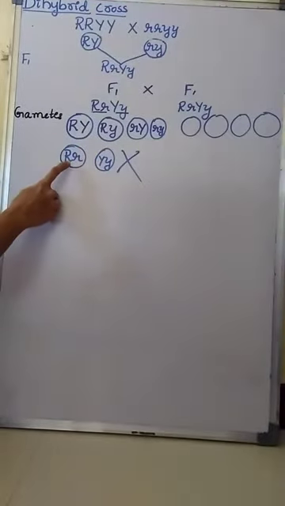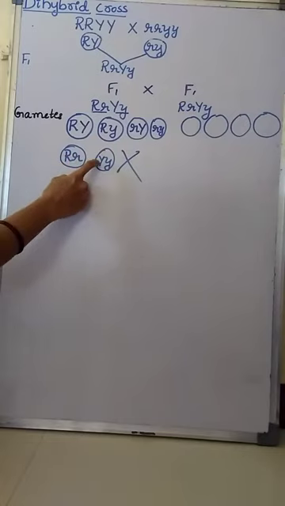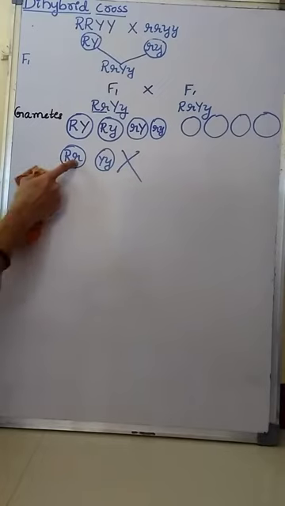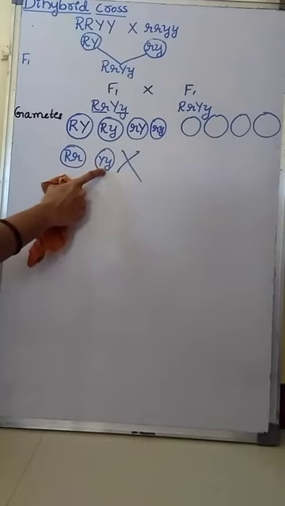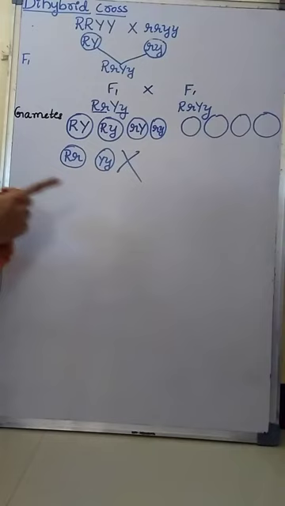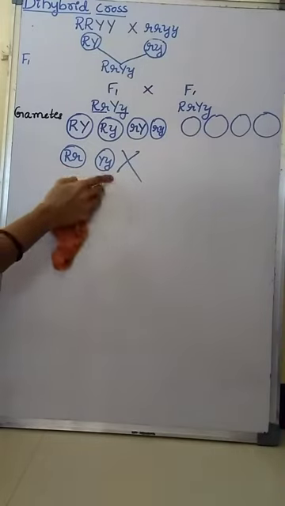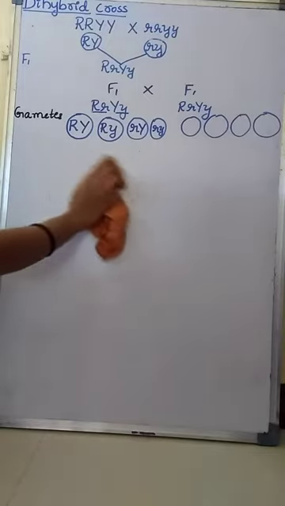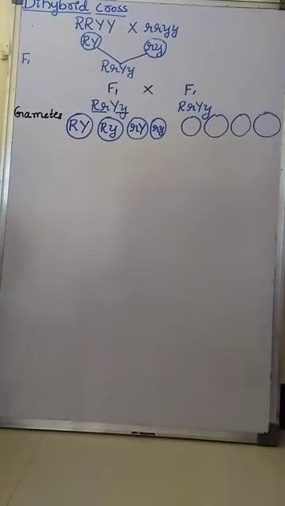Don't write capital R, capital Y, small y together. Because capital R and small r both represent one character, that is the shape of the seed. Capital Y and small y both represent one character, that is the color of the seed. Hence, they will not form a gamete together. This is wrong. With respect to one character, only one allele or one gene enters into the gamete.